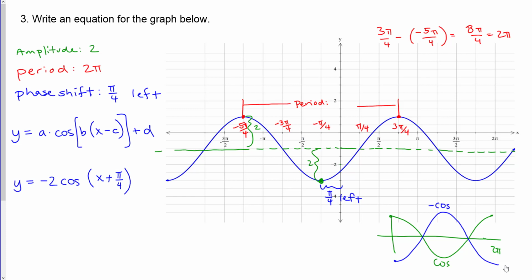But there's also one last thing. There is a vertical shift. So right here, this is going down. The horizontal axis has gone down 1 unit. So then it's going to be -1. And that particular function right there would produce this particular graph.